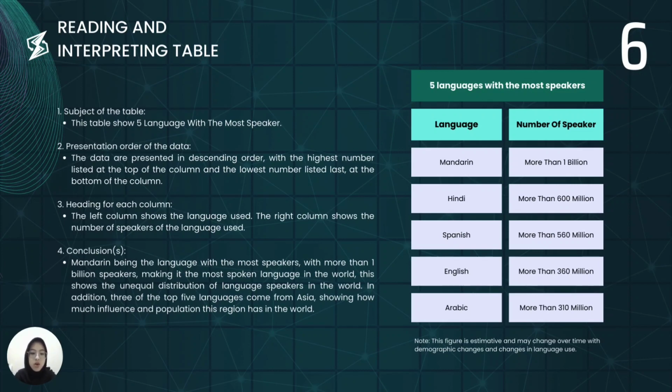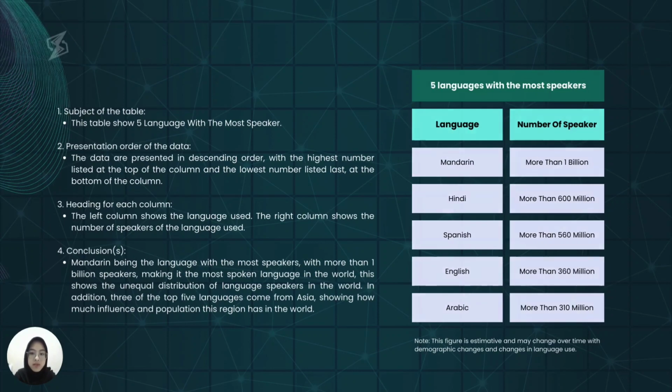And the last is the conclusion. Mandarin is the language with the most speakers, with more than 1 billion speakers, making it the most spoken language in the world. This shows the unequal distribution of language speakers in the world. In addition, three of the top five languages come from Asia, showing how much influence and population this region has in the world.